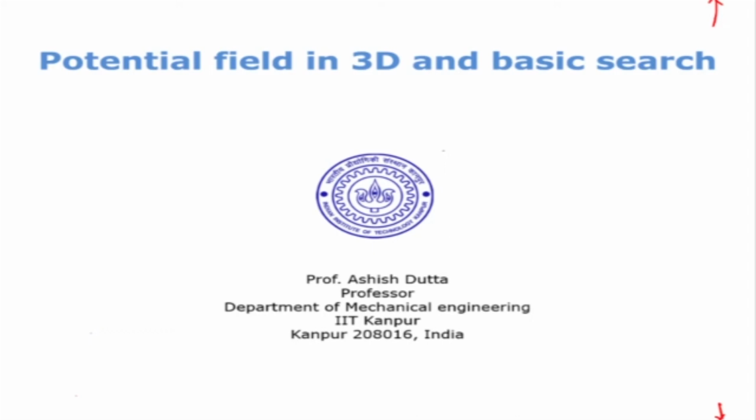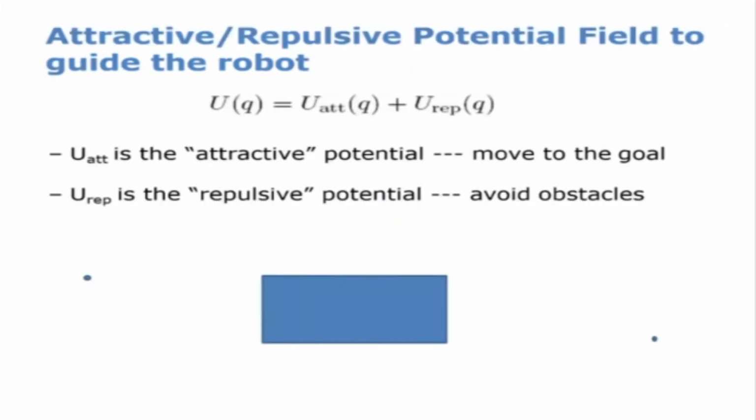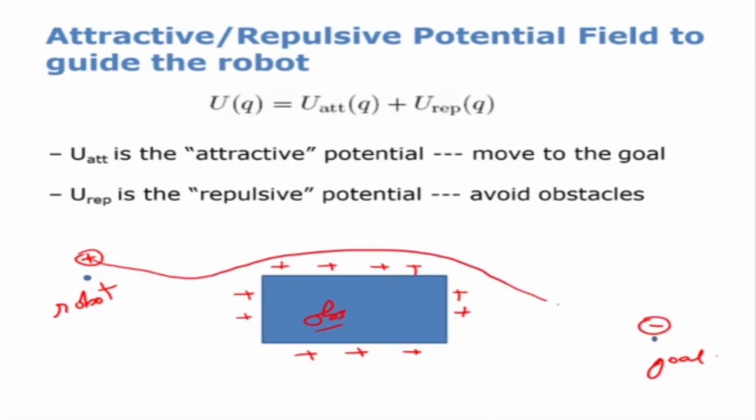In the potential field method, we basically assign attractive and repulsive potentials to the goal, the robot, and the obstacle. So if we have a robot here, an obstacle here, and my goal is given here, we assign attractive and repulsive potentials to guide the robot, avoiding obstacles, to reach the goal. For example, if I assign plus charges to the obstacle and also a plus charge to the robot, then the robot is going to be repelled by the obstacle. And we give a minus charge to the goal, so the robot essentially will move like this, avoid the obstacles, and then go to the goal.